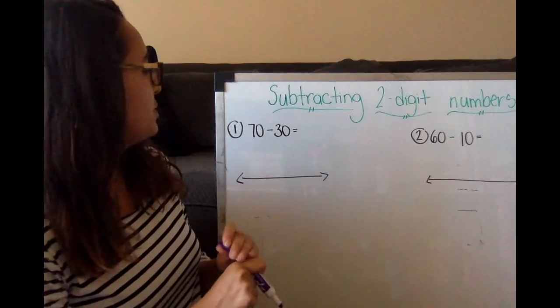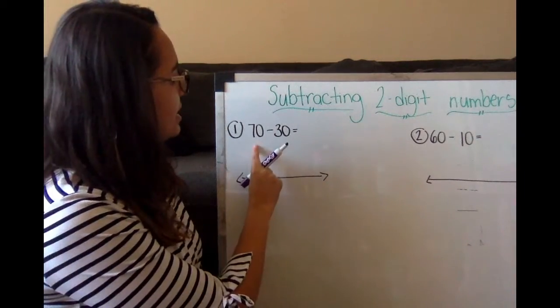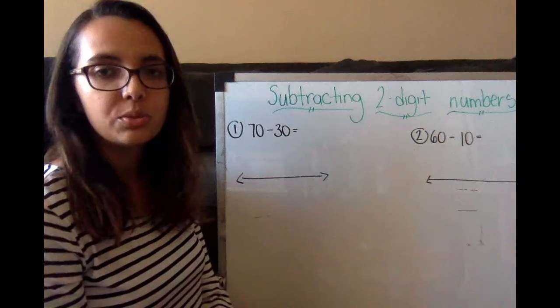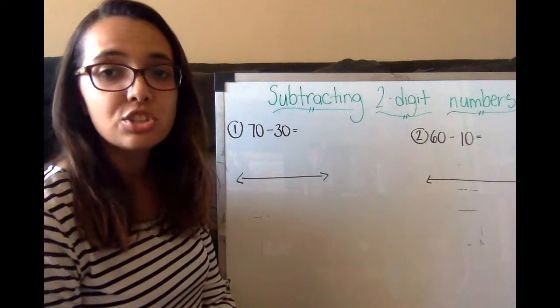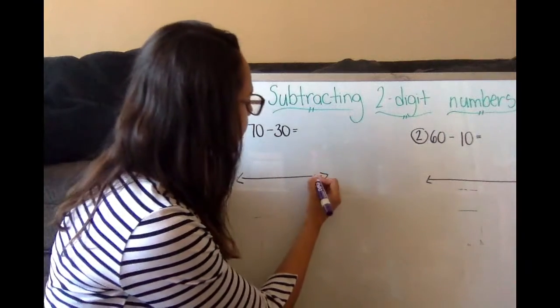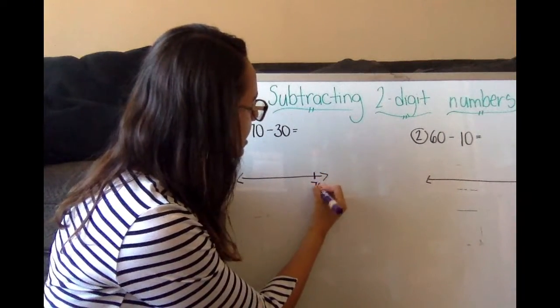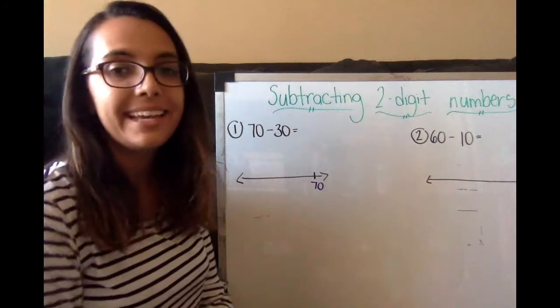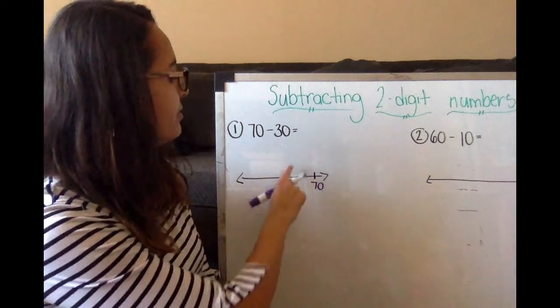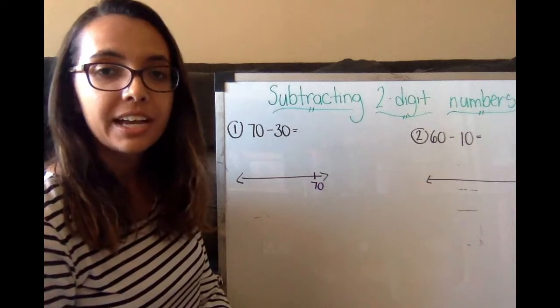Okay, the very first problem that I have here is 70 minus 30. So we're going to use the number line to find out what that equals. I'm going to start with the number 70. I know that 70 is bigger than 30, so 70 is going to come towards the end of the number line, and I have to jump backwards to find out what that equals.